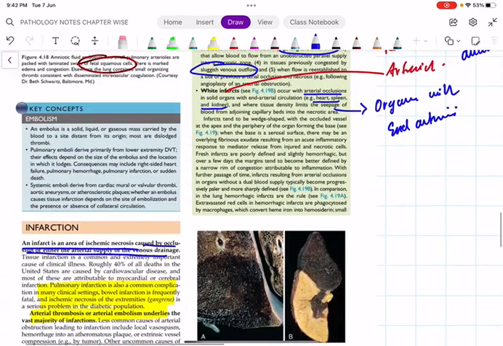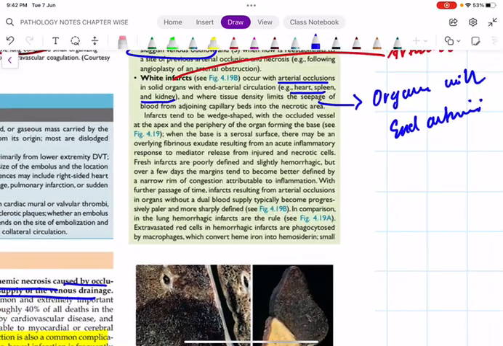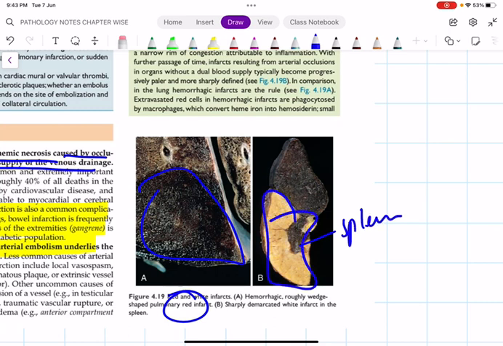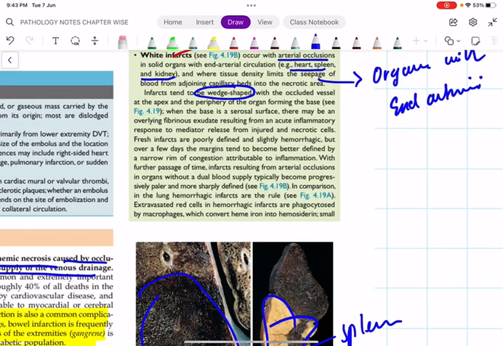Fine. Remember, the infarcts will usually be wedge-shaped. You can see a wedge-shaped infarct. Am I right? This is a red infarct. It occurs in the lungs. Whereas what is this? This is spleen. Spleen, you can see white infarct. Fine.